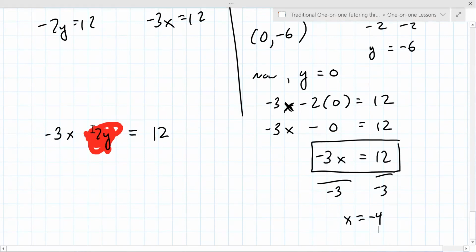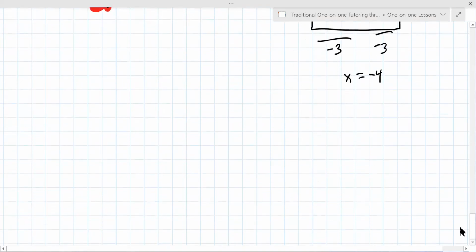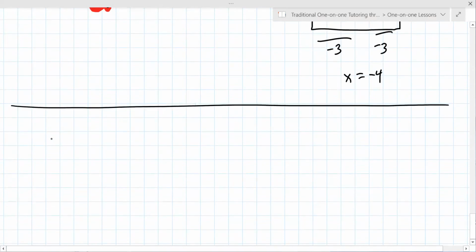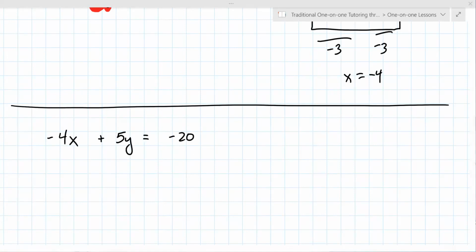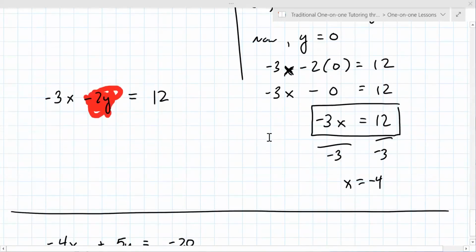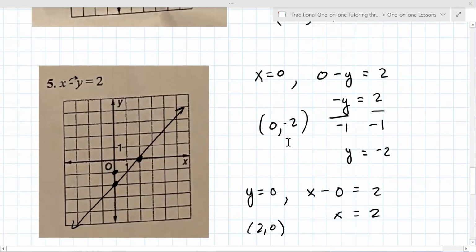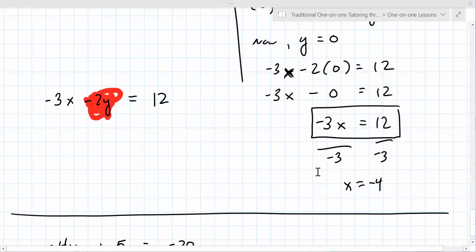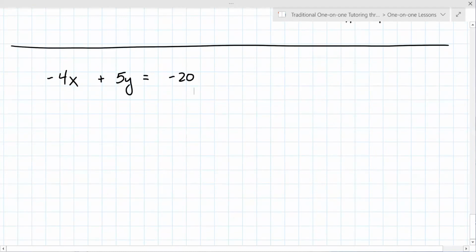Okay, let's just do one more here. I'll make this one up. Minus 4x plus 5y equals -20. I want the 2 ordered pairs, please. I'm asking for the final answer, like 0, -2 and 2, 0. Now, if you want, you can give me the 2 equations to start.